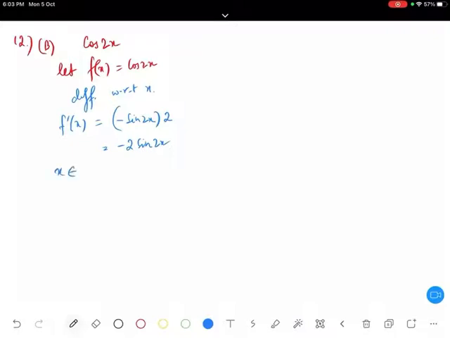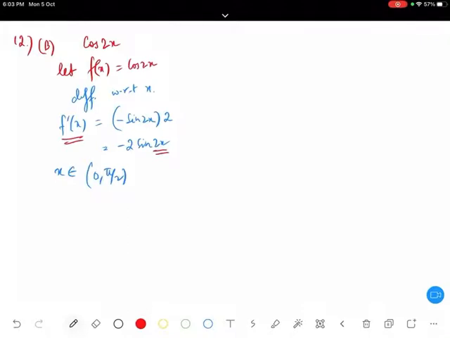X is an element of 0 to pi by 2. We need to check whether the function is increasing on 0 to pi by 2 or not, right? But here, look at this thing which we got. Here, the slope f dash x is basically sine 2x, right? But we know the value of x, right?